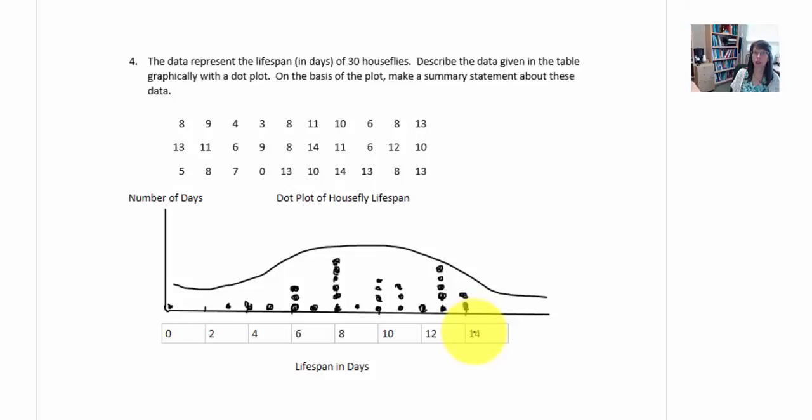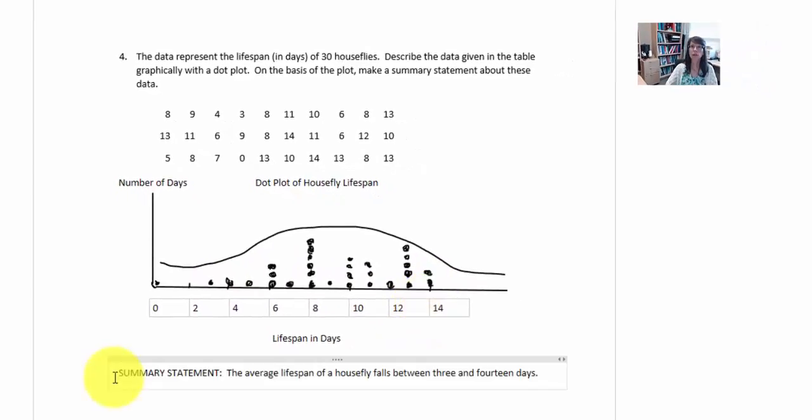Once again, we have our mound shape, so the tallest mound appears at 8, but there's also a pretty high mound or a high bar at 13. So we can see that the lifespan of our housefly really is falling anywhere between 3 to 14 days. So to make a summary statement, we could write: the average lifespan of a housefly falls between 3 and 14 days.